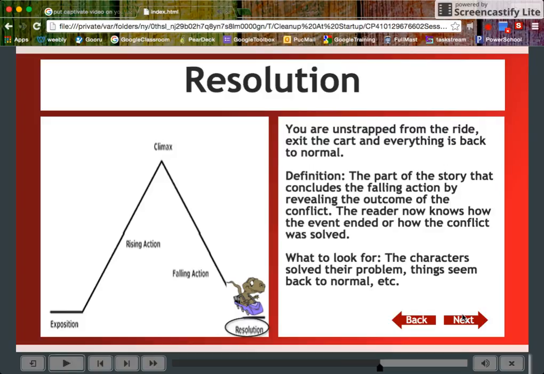Resolution. You are unstrapped from the ride, exit the cart, and everything is back to normal. Definition. The part of the story that concludes the falling action by revealing the outcome of the conflict. The reader now knows how the event ended or how the conflict was solved. What to look for? The characters solved their problem, things seem back to normal, etc.